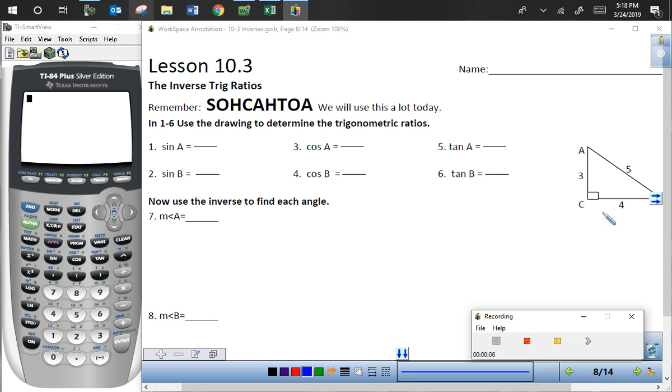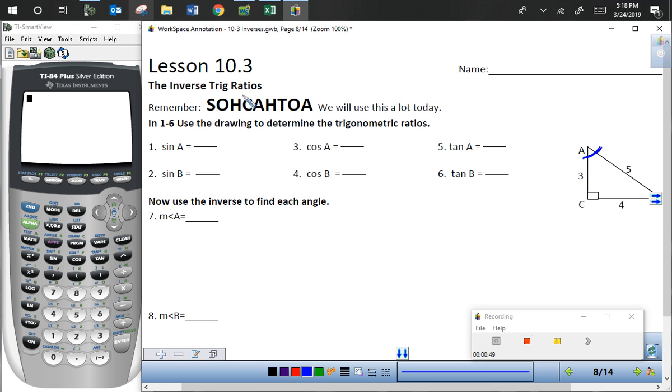Okay, so for 1 through 6, all we're going to do by starting out here is just a little bit of review for our ratios. So it's saying the sine of angle A. Remember, we always have to focus on one of our acute angles. In our picture, that's A for this one. And we're asked to find the sine, the cosine, and the tangent ratio of each of these.